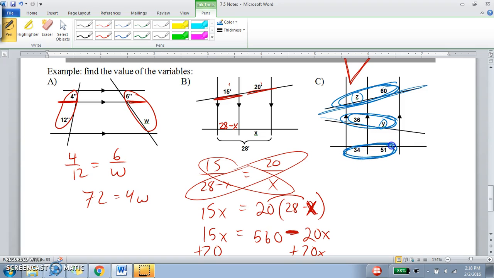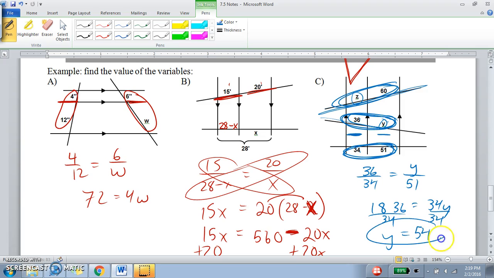So since we know both of these, let's start here and work our way up. Let's solve for y. So again, the proportions are already written for us. 36 over 34, y over 51. Cross multiply. When we do that, we get 1836 equals 34y. And when we divide by 34, y is going to leave us with 54.